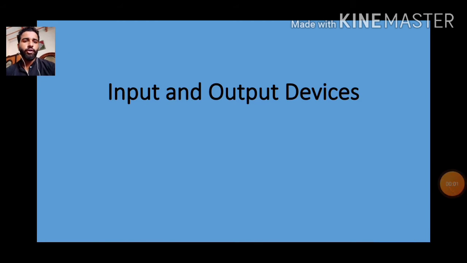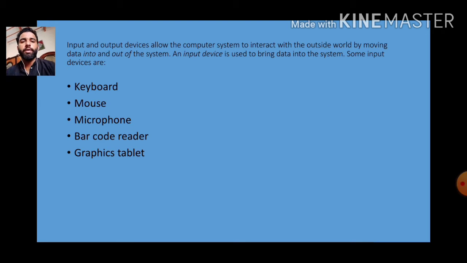My another topic is input and output devices. Input and output devices allow the computer system to interact with the outside world by moving data into and out of the system. An input device is used to bring data into the system. Some input devices are: the first one is keyboard, second one is mouse, third one is microphone, fourth one is barcode reader, and fifth one is graphics tablet.